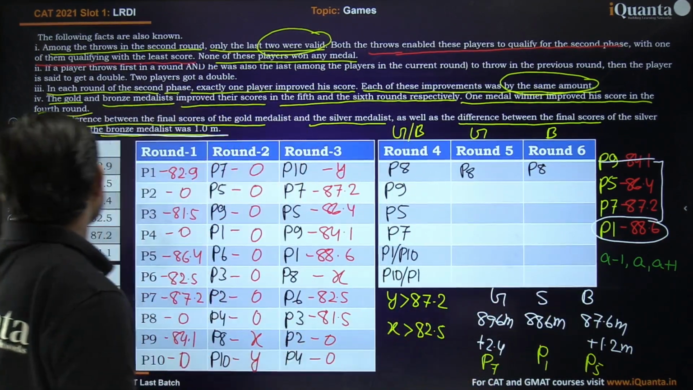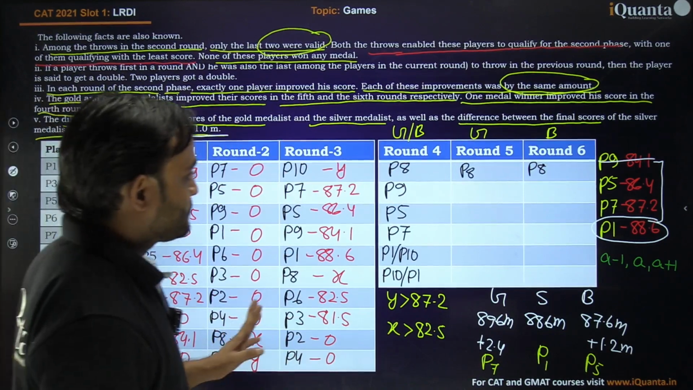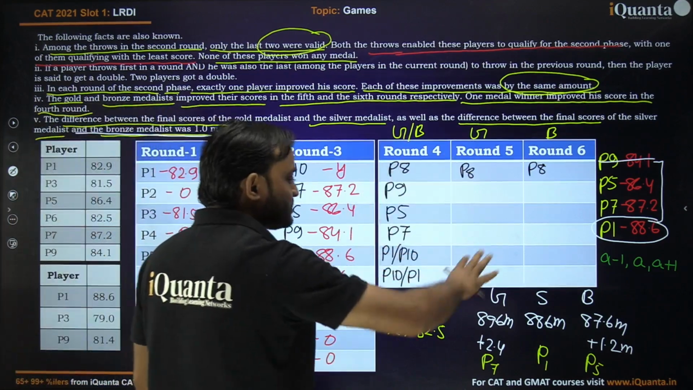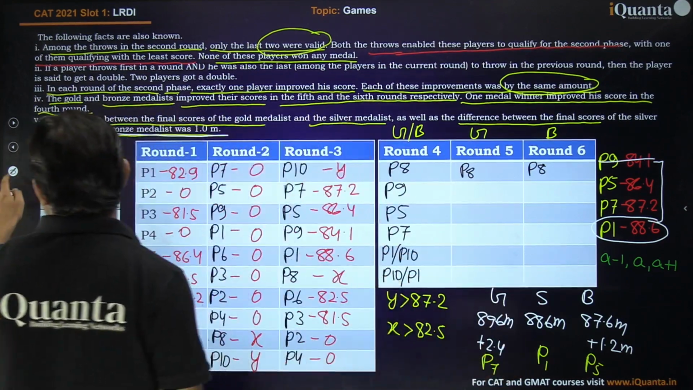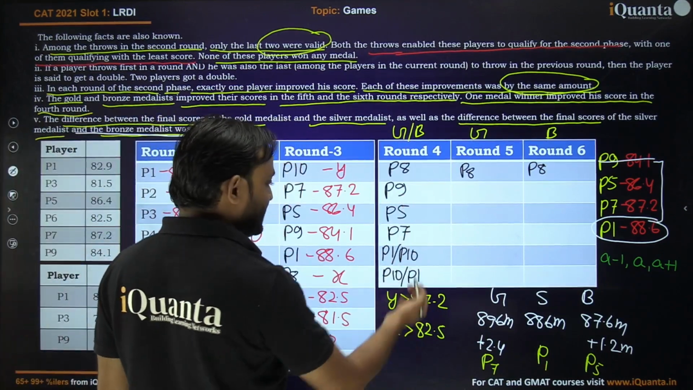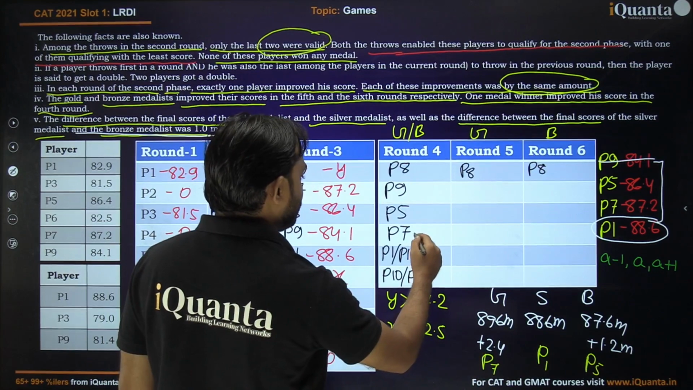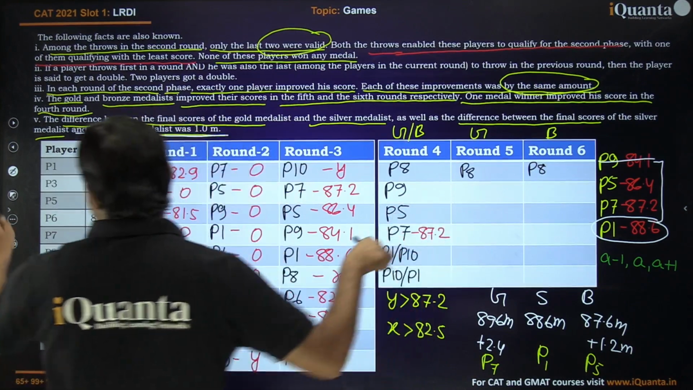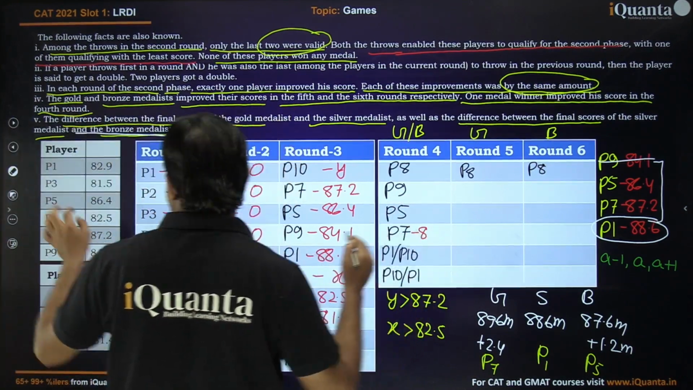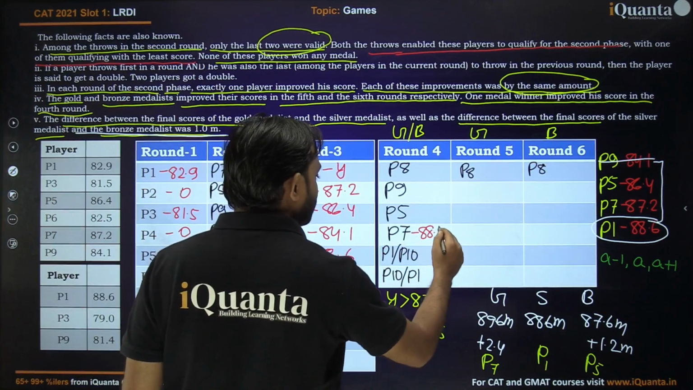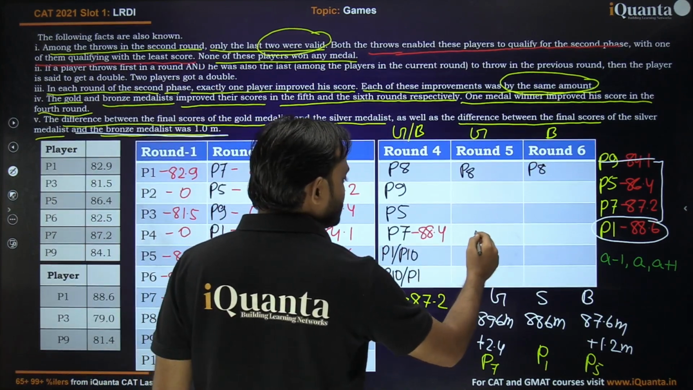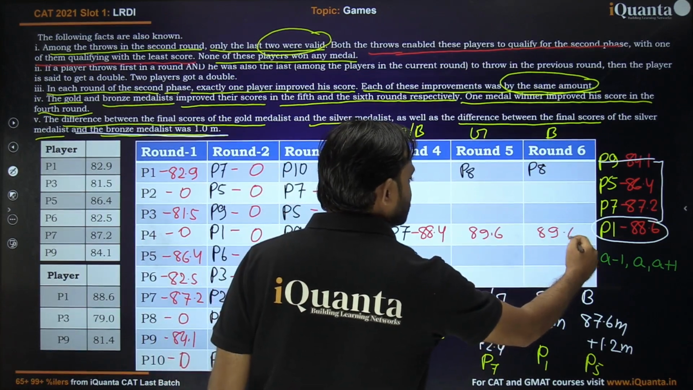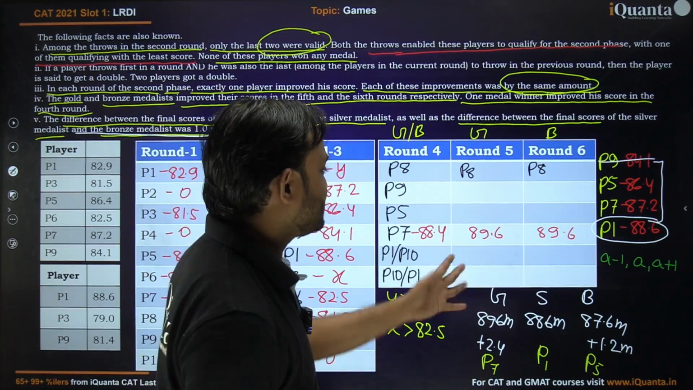Okay, clear? So we are done with this. What can we say here in this table? Let's not write it according to their ranking; let's write it as per their points. For P7, previously it was 87.2, and he improved by 1.2, so it must be 88.4 here. Then let's add 1.2, and it becomes 89.6. For the 6th round it was also the same. No improvement for the gold medalist in the 3rd round.